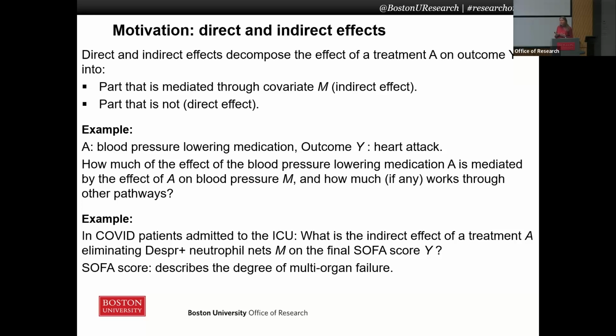A little bit of a different question is what I'm talking about today. In COVID patients admitted to the ICU, what is the indirect effect of a treatment A that eliminates DEspR-positive neutrophil nets M on the final SOFA score Y? The SOFA score describes the degree of multi-organ failure and is a measure that is commonly used in the ICU to see how sick people are.